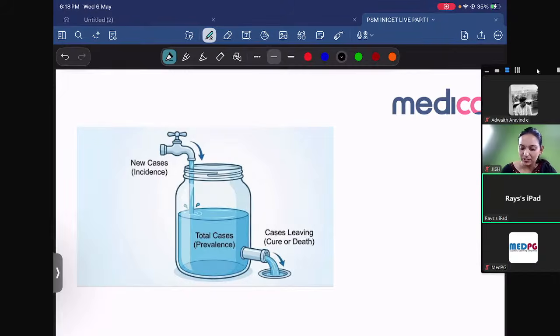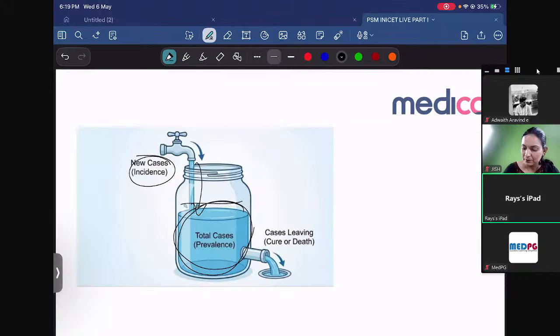If you see the jar on screen, the total water here represents the total cases in that particular population of any disease that you are studying. So that total number of cases is the prevalence of the disease. When you add new water into it, the prevalence is increasing, right? So the new water, or the new cases, is the incidence. And when will the water in this jar decrease? When water is going out. In case of a disease, it is when the patient is leaving this pool of the disease. That can be either the patient getting cured of the disease or somebody dying of the disease. In any way, the patient is no longer part of this pool, which means the prevalence is going to decrease.